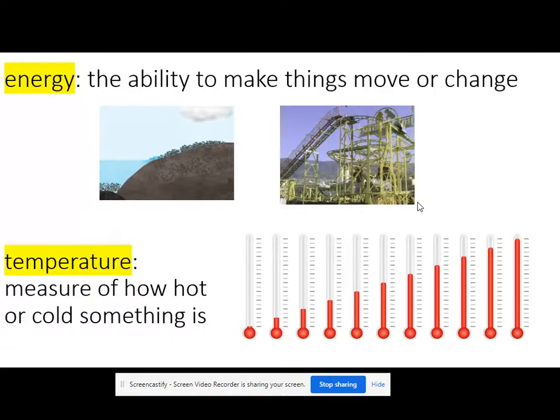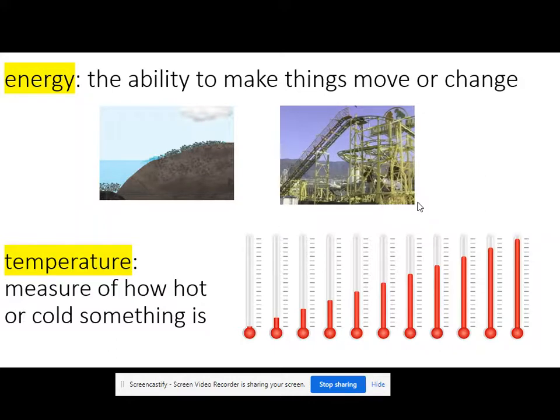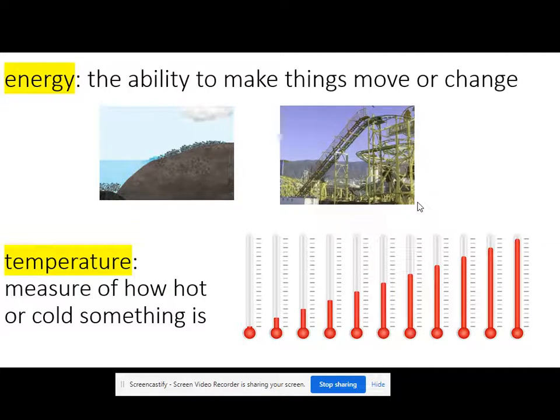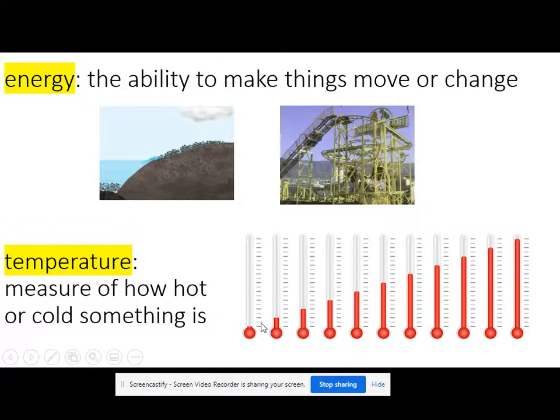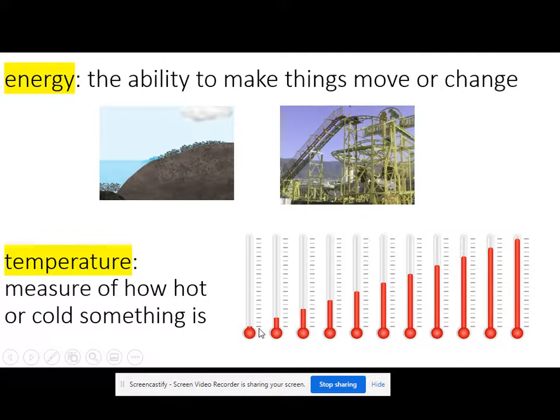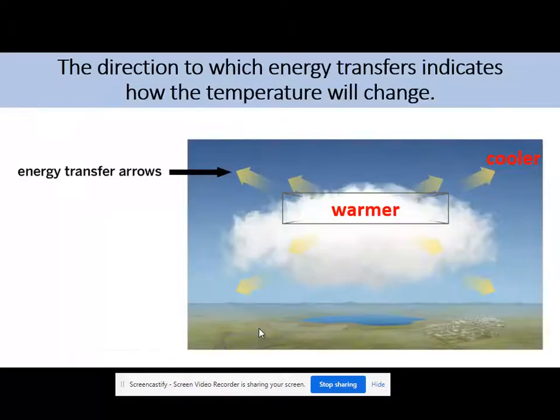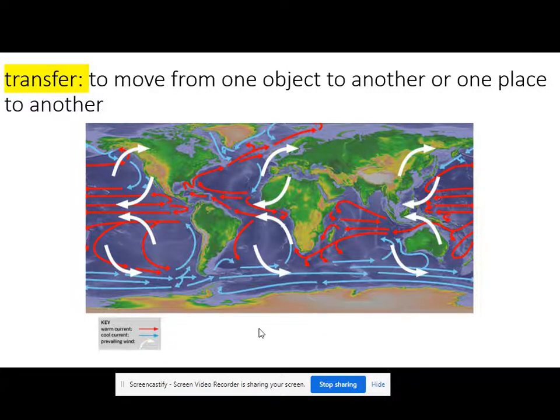Okay. We're going to be talking once again a lot about energy transfer. This is a big idea, especially in the weather unit. Where is the energy moving? How is it moving from one place to the other? We're also going to come back to this idea of temperature, how hot or cold something is. Remember, temperature is a measurement of how hot or cold something is. And the other word that we're going to use a lot, again, is transfer, to move something from one place to another. Just like in the OAC unit, we were looking at how warmer air or warmer areas were being transferred to colder areas, or warmer currents transfer their energy to colder currents.